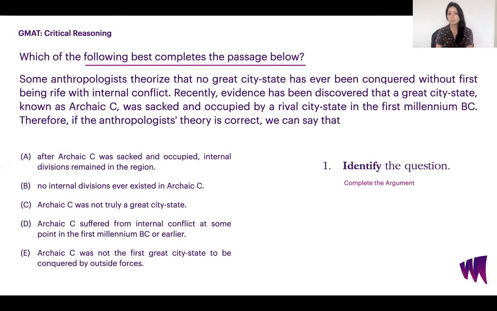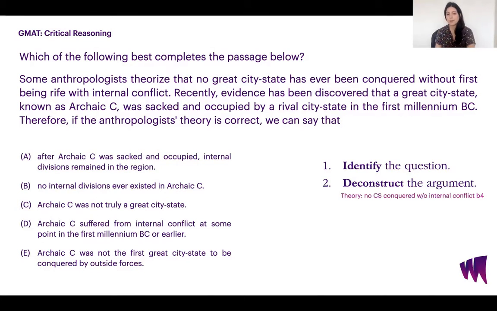The next step is to go ahead and deconstruct the argument. So we're going to read it. "Some anthropologists theorize that no great city-state has ever been conquered without first being rife with internal conflict." This first part is giving us a theory about conquered city-states. "Recently, evidence has been discovered that a great city-state known as Archaic C was sacked and occupied by a rival city-state in the first millennium BC." Now we're being given information about one city-state in particular and when it was conquered.